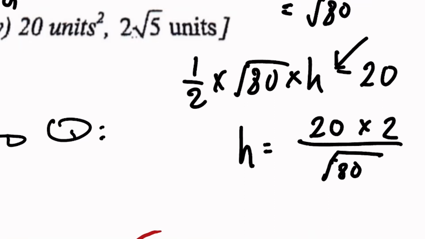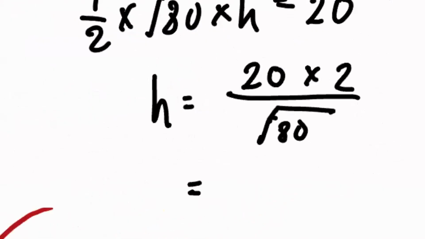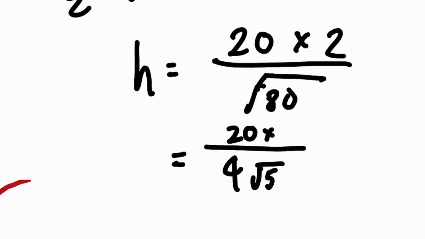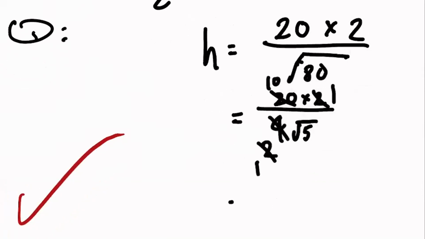Very good. Yeah, what's the answer? 2 root 5. Okay, let's just simplify it. 80 is like, what is it? 16 times 5, right? So square root 16, square root 5, 4 root 5. 20 times 2 on top. This one can cancel away, becomes 1, 2. This one can cancel away, becomes 10, 1. So you're left with 10 over root 5.